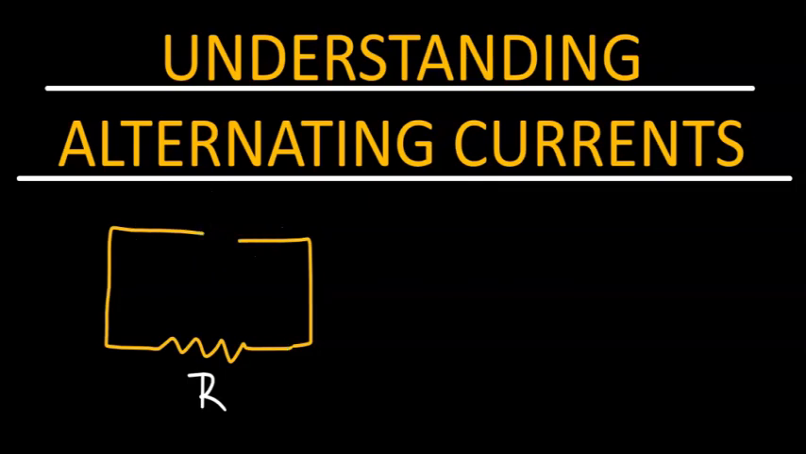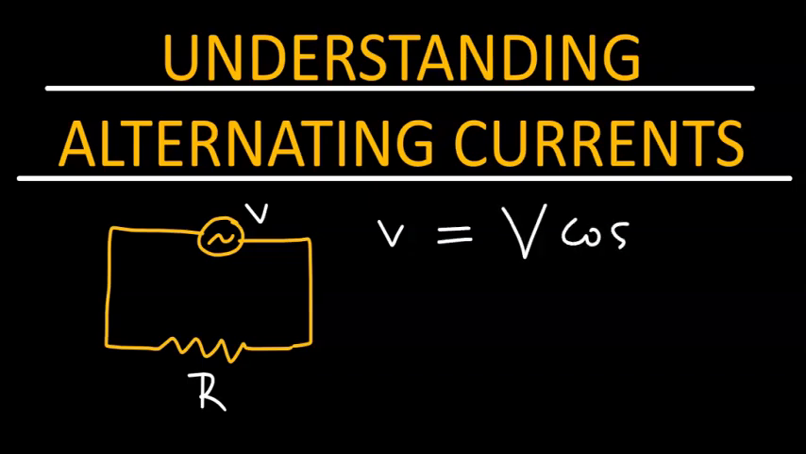Now I'm going to substitute the battery with an alternating current source, such as the one shown here. So the usual circuit diagram symbol for an AC source is like that. This AC source creates a sinusoidal voltage, and it's given by the following expression: v equals V cosine omega t. Little v is the instantaneous voltage, capital V is the voltage amplitude, and omega is the angular frequency. The question is, angular frequency of what?